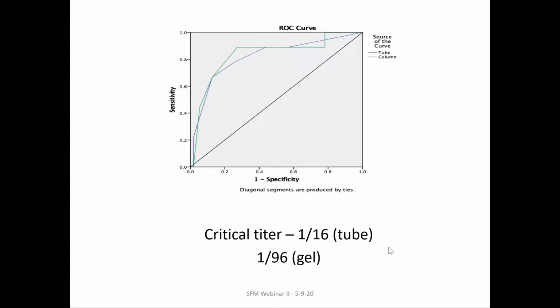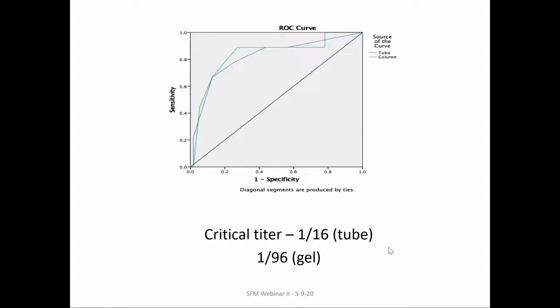And we discovered that the critical titer for the tube method in our sample of 64 cases was 1 in 16, but by the gel method, this value was 1 in 96. Now, 1 in 96 is not a common dilution that we look at. We generally go 1 in 2, 1 in 4, 1 in 8, 16, 32, 64, 128, and so on. And therefore, we had to choose the next best option here. So either 1 in 64 or 1 in 128, because 96 is exactly midway between 1 in 64 and 1 in 128.